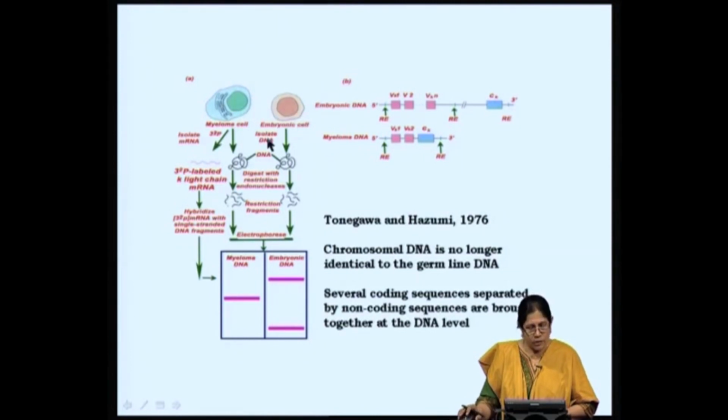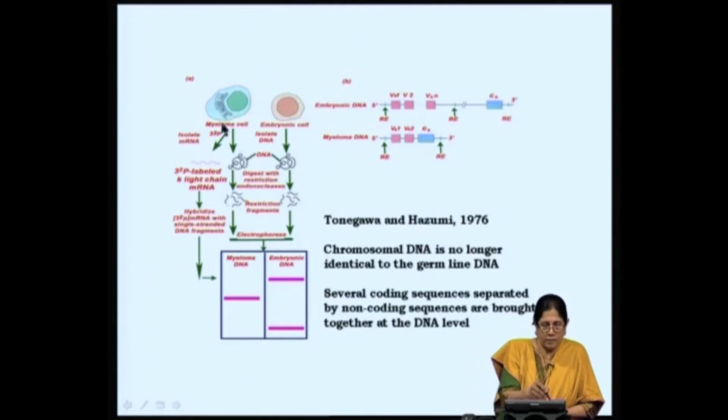The DNA was then isolated and digested with restriction endonucleases, so that small fragments were generated. These were then electrophoresed separately. In parallel, mRNA was isolated from the myeloma cell. The mRNA was labeled with P32, radioactive phosphorus, and the mRNA corresponded to the light chain of the immunoglobulin gene.